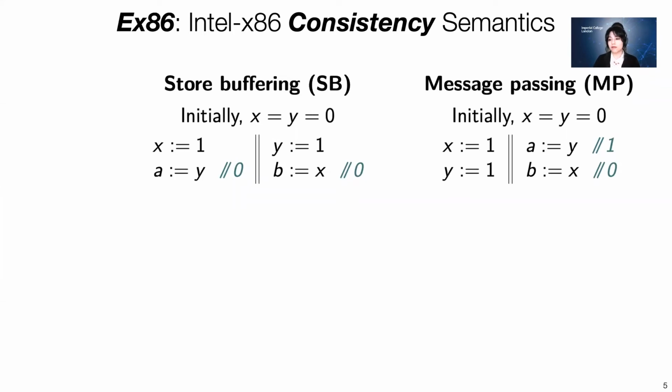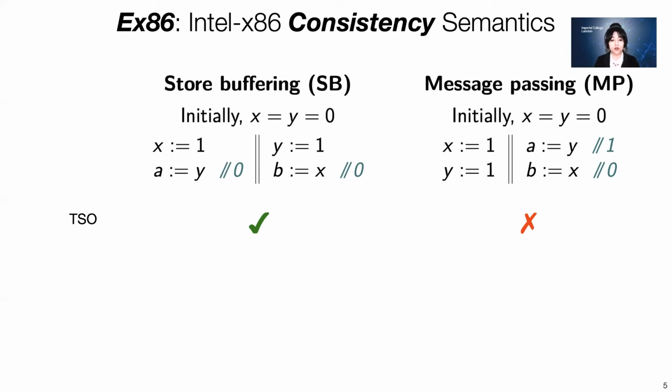On the right here, we have the message passing example, where the left thread first writes 1 to X and then writes 1 to Y, and the right thread reads from Y and then reads from X. Once again, the question is: is the annotated outcome allowed? That is, is it possible for the right thread to read value 1 for location Y, i.e. observe the second write by the left thread, but read the initial value 0 for location X, i.e. ignore the first write by the left thread? Now, as many of you may know, the TSO model says that the store buffering outcome is allowed, whereas the message passing outcome is not allowed.